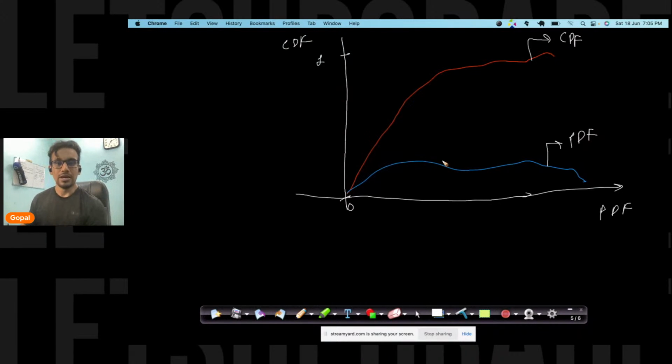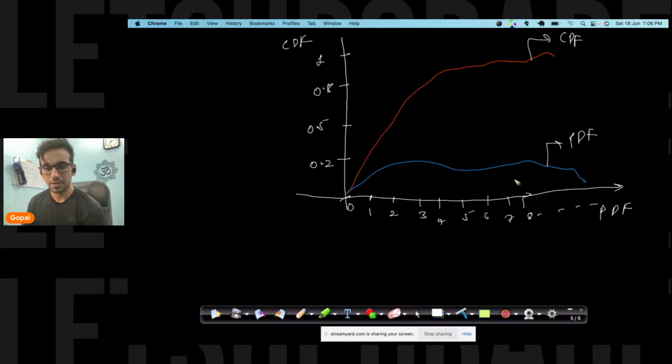Now let's say this is for 0.5, this is for 0.8, and this is for 0.2. I'm just making a wild guess here. What do I mean by this? Let's say we have a few values here, 1, 2, 3, 4, 5, 6, 7, 8, till whatever value it can get to. Now let me drop a perpendicular from this point to this point, for 5.